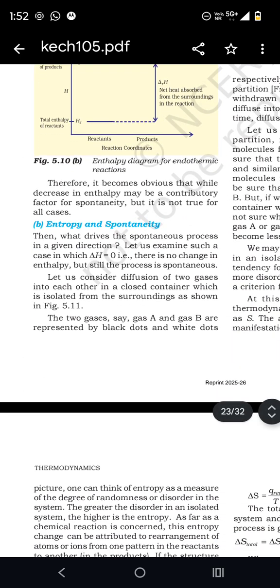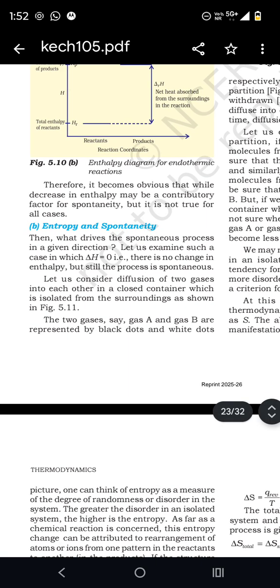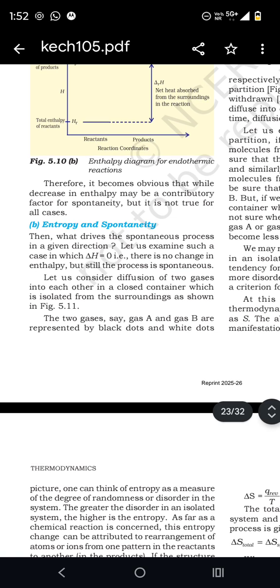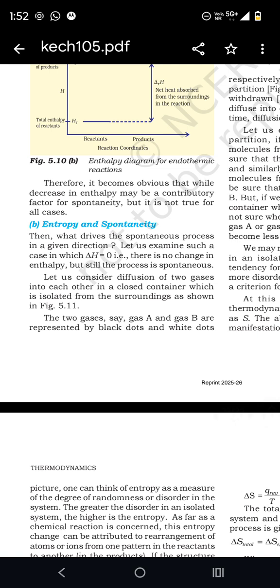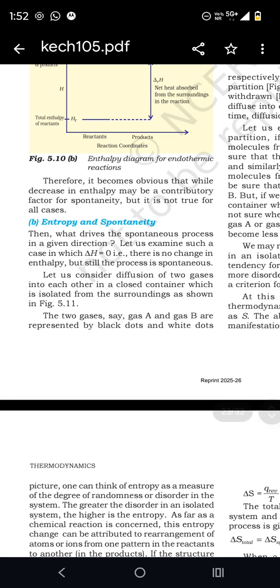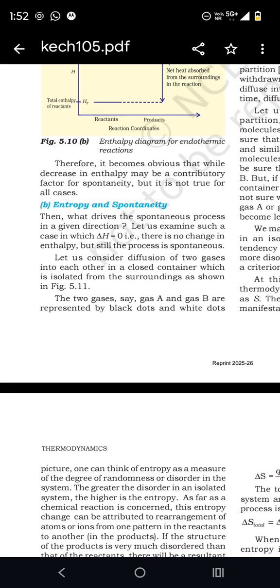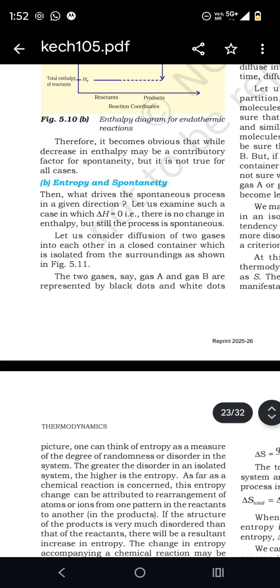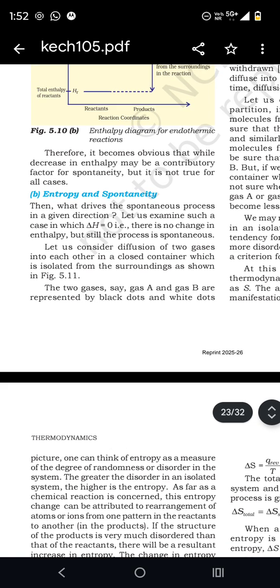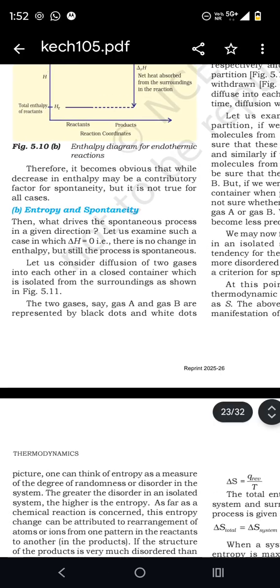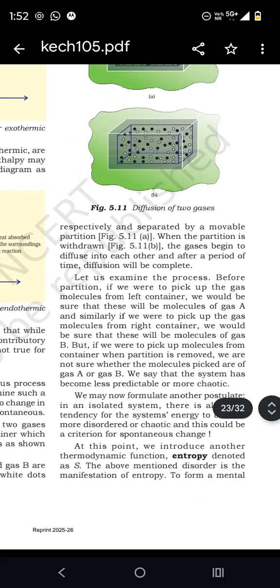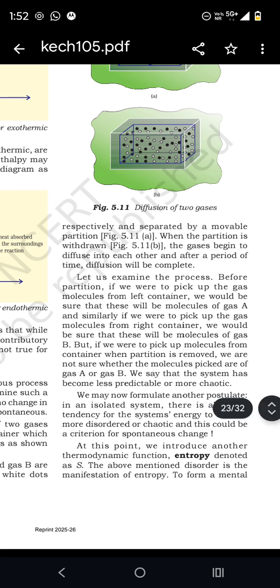Entropy and spontaneity. Then we derive the spontaneous process in the given direction. Let us examine such a case in which delta H is equal to 0. There is no change in enthalpy, but still the process is spontaneous. Let us consider the diffusion of two gases into each other in a closed container which is isolated from the surroundings, as shown in the figure. The two gases, say gas A and gas B, are represented by a black dot and a white dot, respectively, and separated by a movable piston.